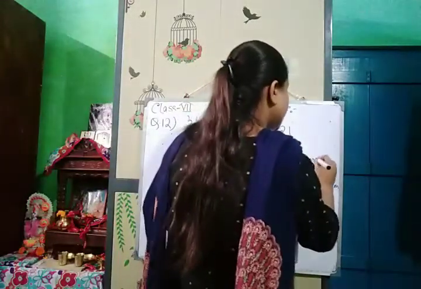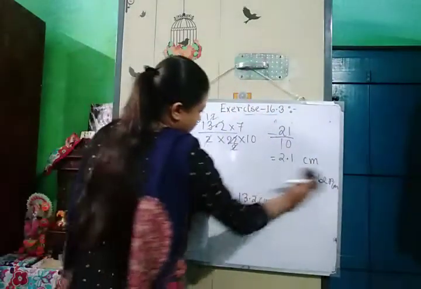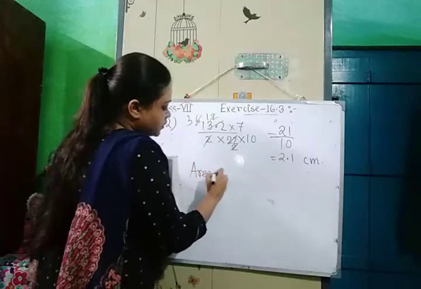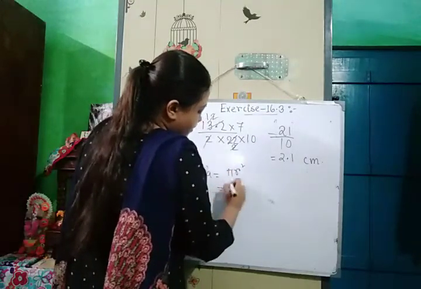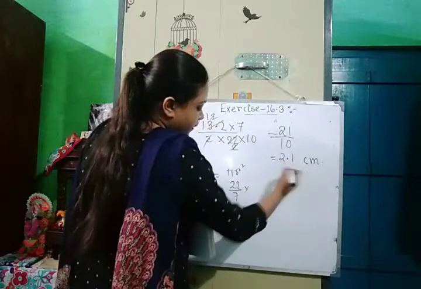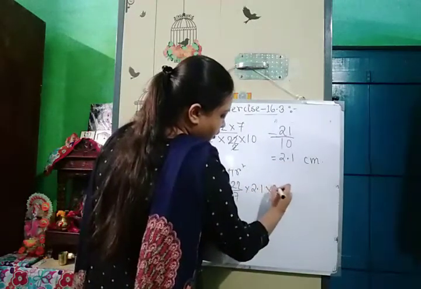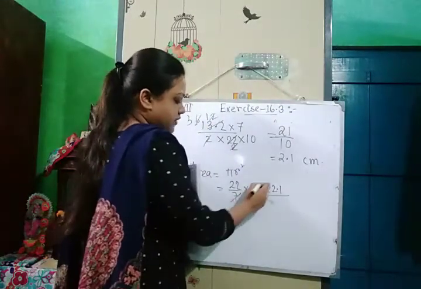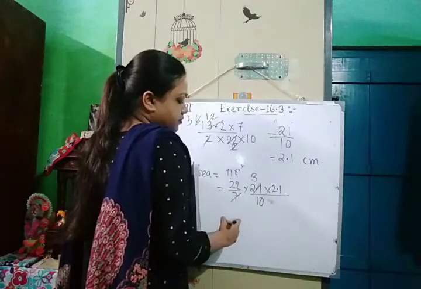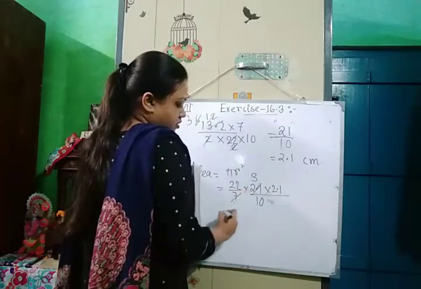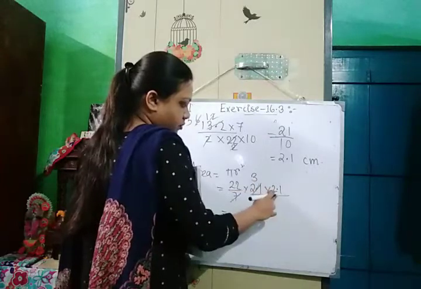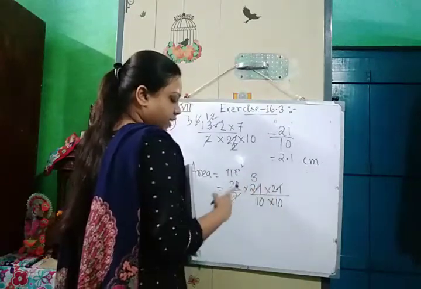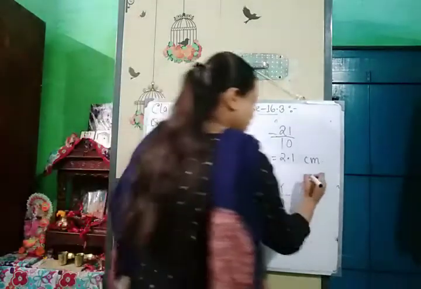So what is the radius of the circle? 2.1 centimeter. Now we will find out the area of the circle, which is very easy. So area equals pi r square, which is 22 by 7 into 2.1 square, means 2.1 into 2.1. So we will omit that point by dividing it by 10. So 7 3s are 21, and so it's 22 into 3 into 2.1. Also we can omit this point. So 22 into 3 into 21. That means 66 into 21.